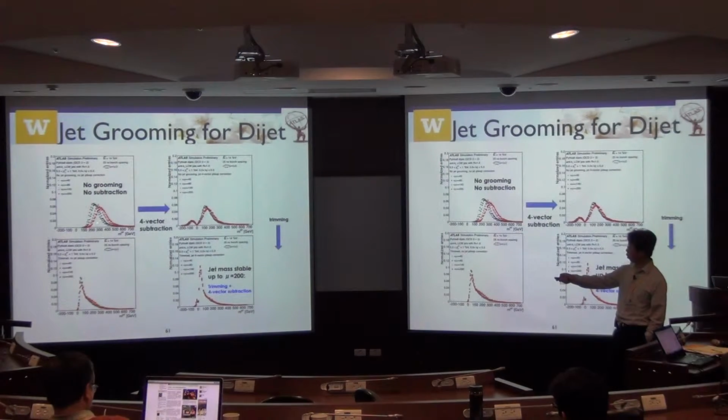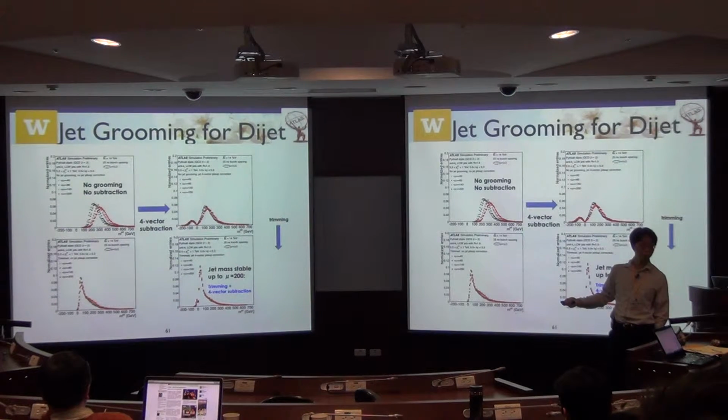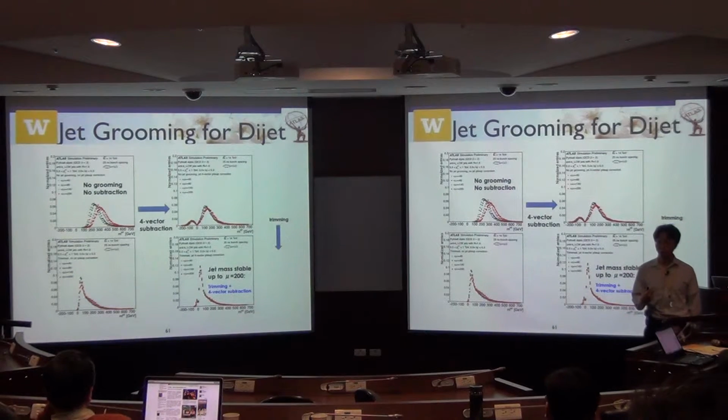Or if I apply some grooming process, then I could also improve the mass shape of my jet, because I remove all those uncorrelated constituents. And if I apply the two, I do the grooming and also the jet area subtraction, I get the optimal performance. So these are the 2 powerful tools that we have tried to develop so far.